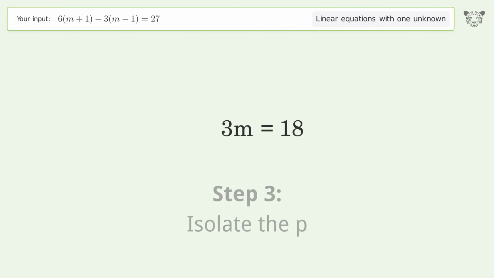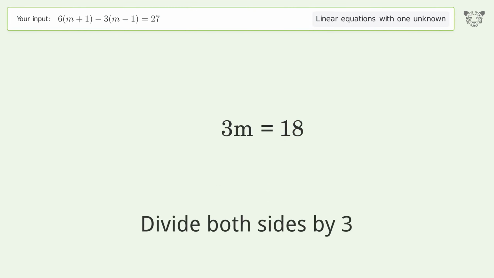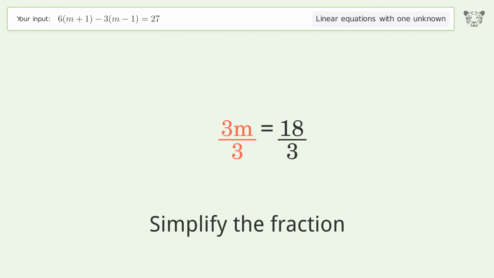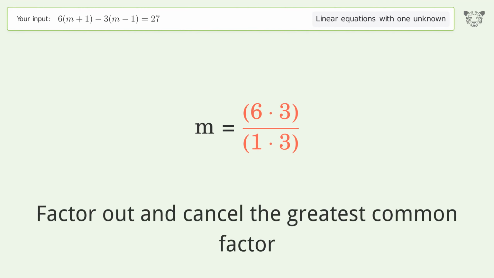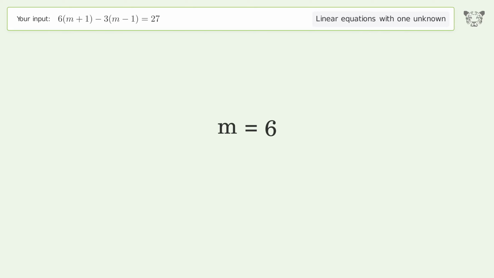Isolate the p. Divide both sides by 3. Simplify the fraction. Find the greatest common factor of the numerator and denominator. Factor out and cancel the greatest common factor. And so the final result is m=6.